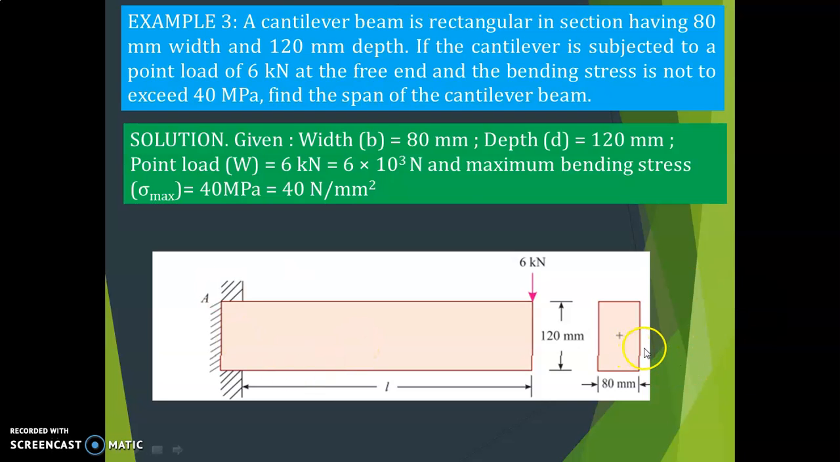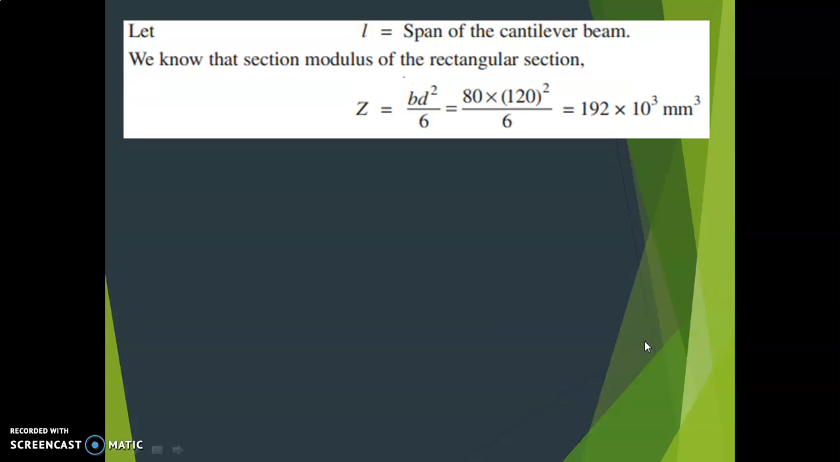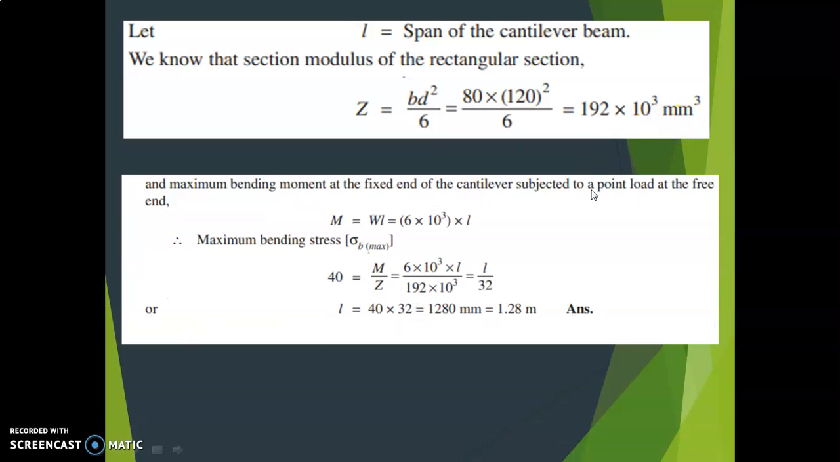This is a rectangular cross section, so Z is equal to B D square divided by 6. Okay, so what is B? B is 80 and D is 120 square divided by 6. So you get Z is equal to 192 into 10 raised to 3 mm cube. Okay, next we will see what is M, moment of resistance, or bending moment.